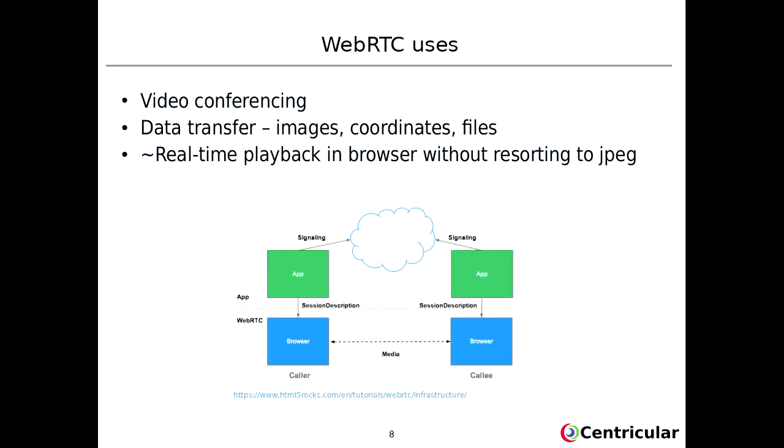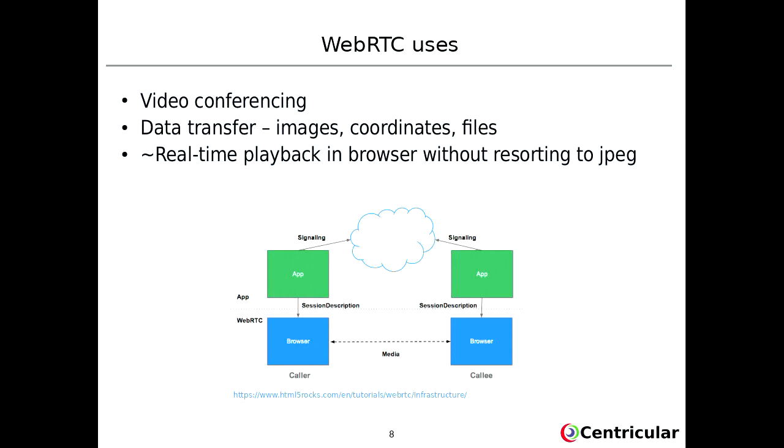It's used for video conferencing, but it can also be used for arbitrary data transfer. There are primitives for enabling that, called data channels. The other use case is real-time playback or preview in a browser without requiring Motion JPEG. If you've been to the Open Hardware Mini Conference, these donkey cars that are around have their control interface on the web based on Motion JPEG. WebRTC could be used instead.